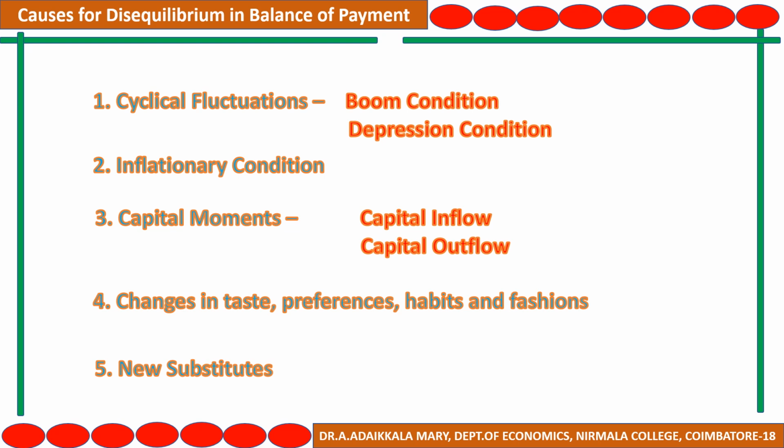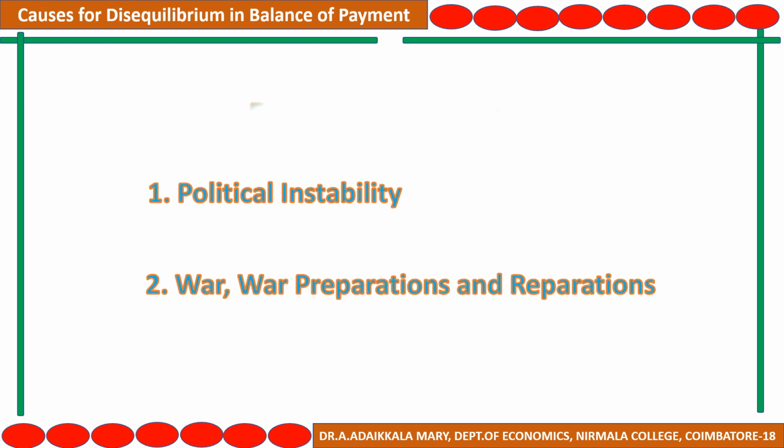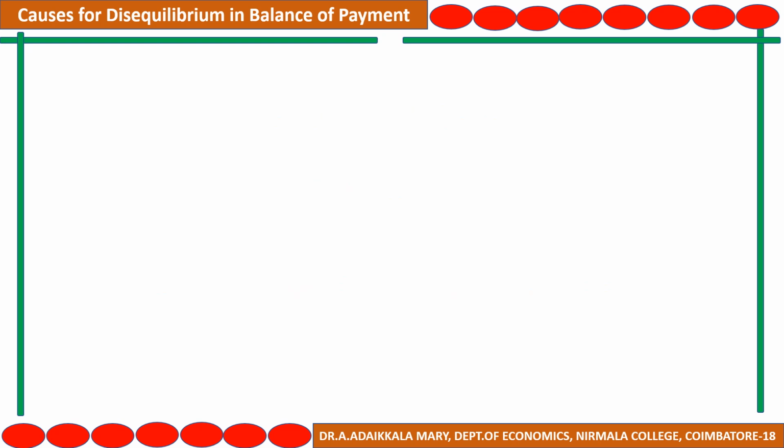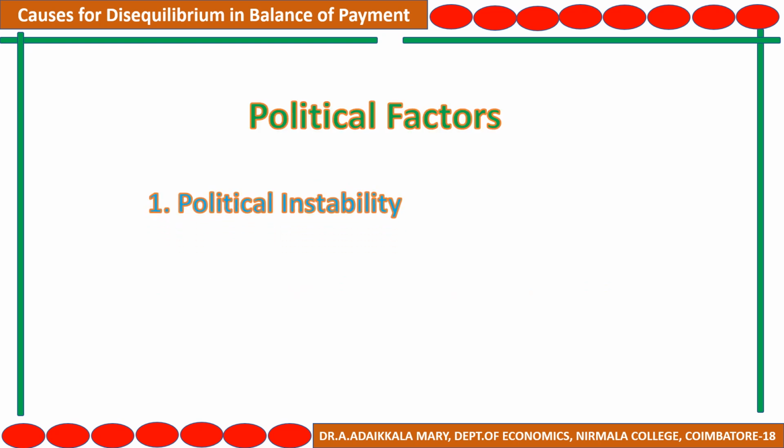Then the third cause is political factors. Under this we have two types: political instability, and second one is war preparations and reparations. First one, political instability. This makes people lose confidence in the government and become pessimistic. They hesitate to invest money in industries. This decreases the production and the exports of the country. Thus, exports become lesser than the imports, leading to unfavorable balance of payment.